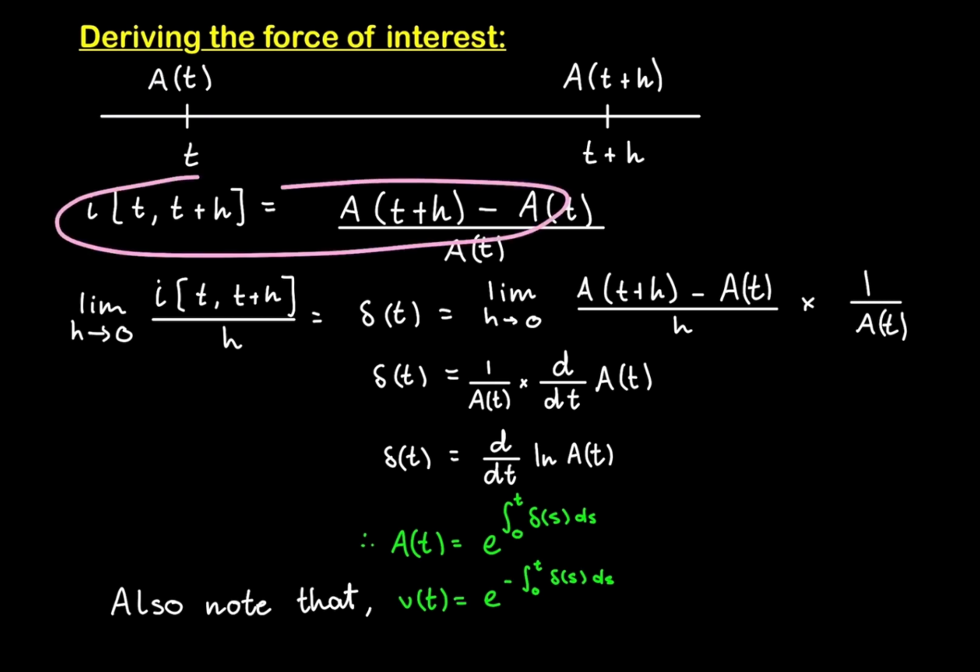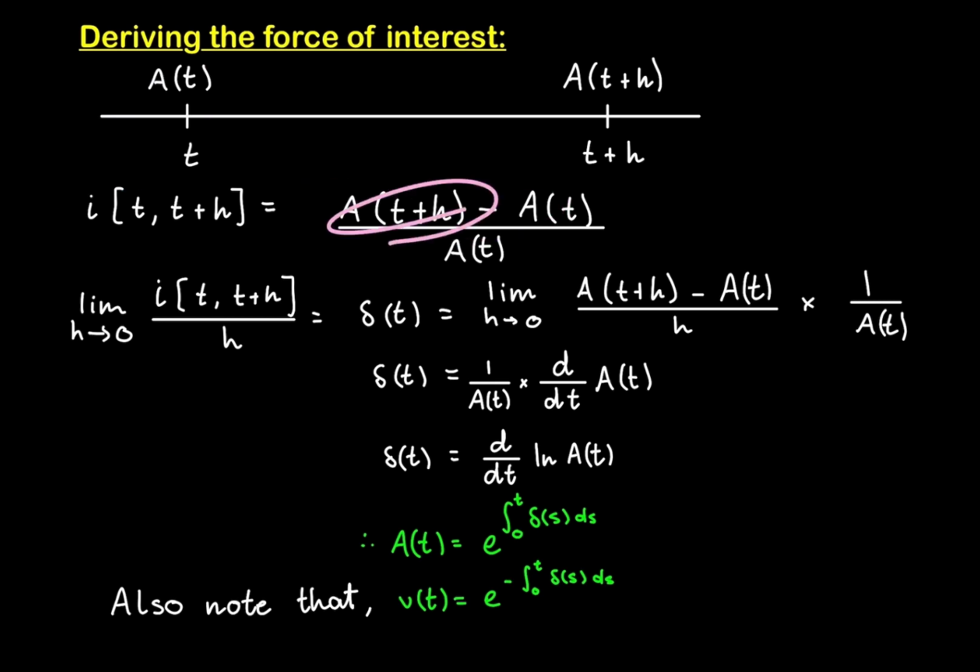So I can express interest over this period as the accumulated amount at t plus h minus the accumulated amount at the start, divided by the accumulated amount at the start. So that's simply the proportion by which our accumulated amount has grown. In other words, the interest.